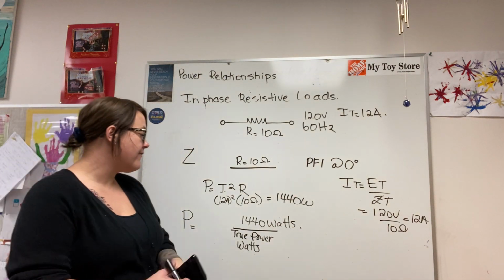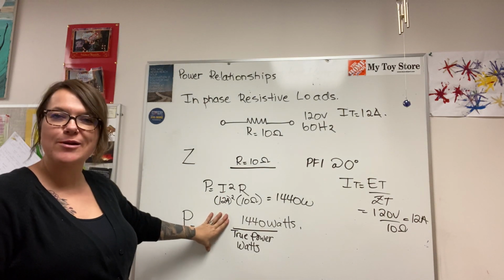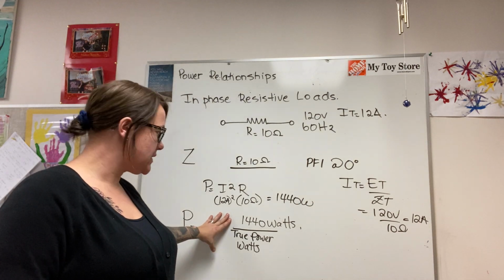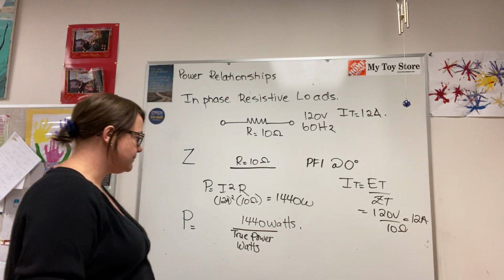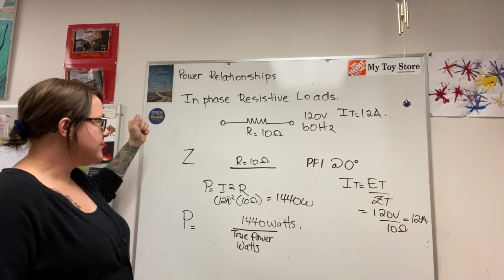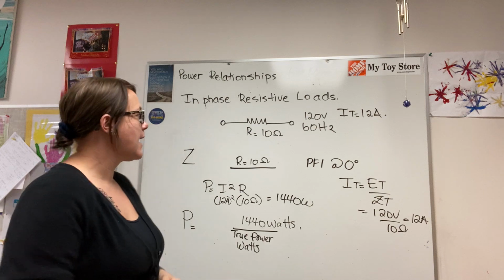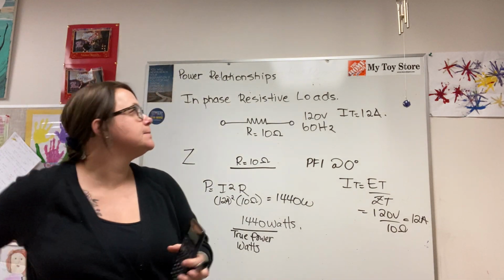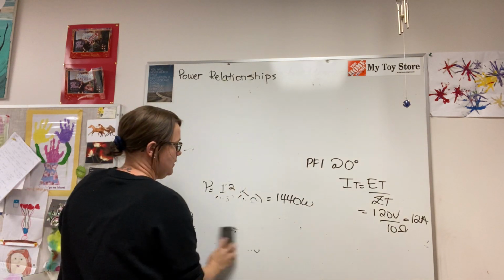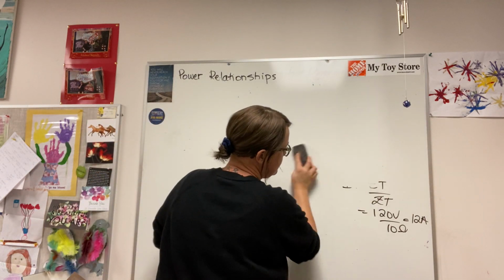If I have a purely resistive load, it means that my true power equals my apparent power. Apparent power is the total vectorial sum of all power that's produced in a circuit, therefore they are equal. So this is what a resistive load produces in terms of power using our I squared R formula. Next I want to talk about an inductor. So, resistive loads: true power, power factor 1 at 0 degrees.